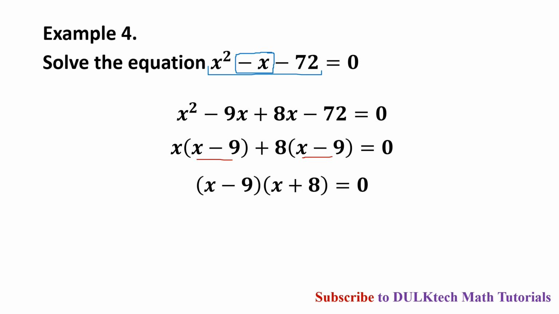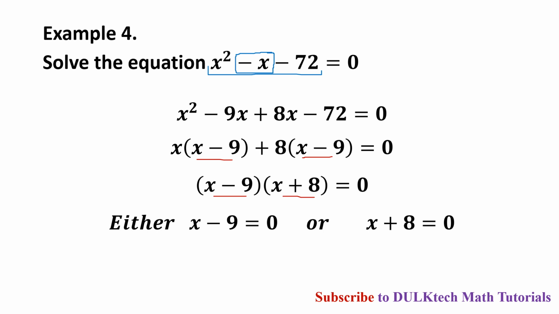Right, having two factors, either the first factor is 0 or the second factor is 0, or both are zeros. So we're going to write these two equations, then solve them. Taking minus 9 to the other side is now plus 9. Taking plus 8 to the other side is now minus 8. So our roots are minus 8 and 9. So x is equal to 9 or minus 8. Right, let's move on to our last example, the fifth one.